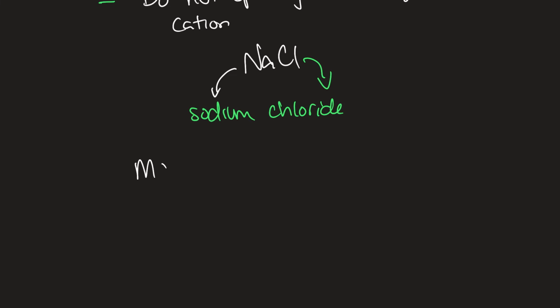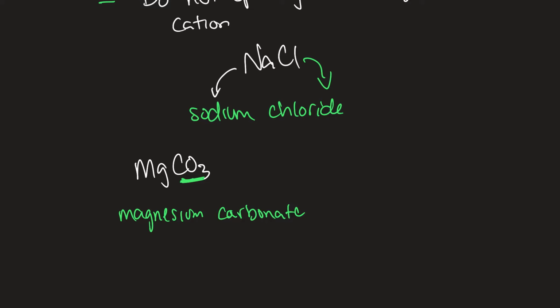Make sure you review the videos on how to name ions or atoms when they become ions. Here's another one: MgCO3. This will be magnesium. Remember, it's the magnesium ion, but we just don't ever use the word ion. And CO3 is a polyatomic, so you just have to make sure you know your polyatomics. CO3 is carbonate, so MgCO3 is magnesium carbonate.